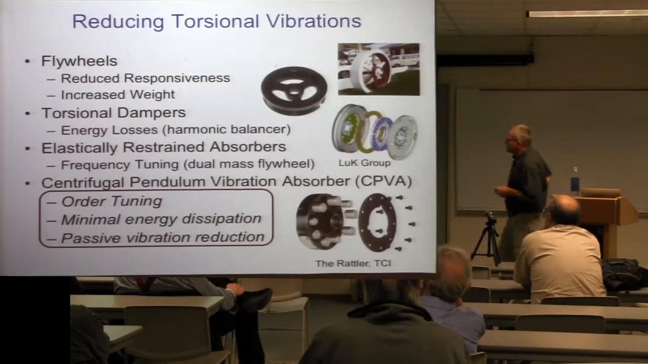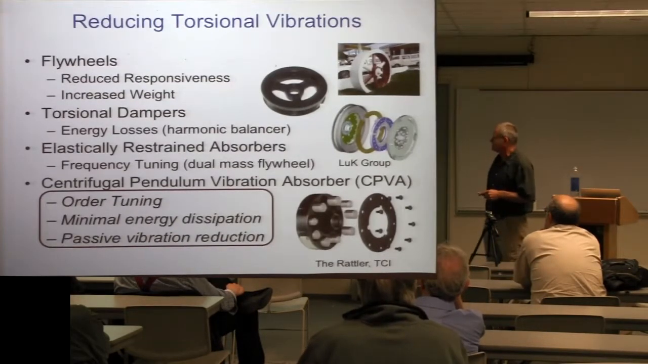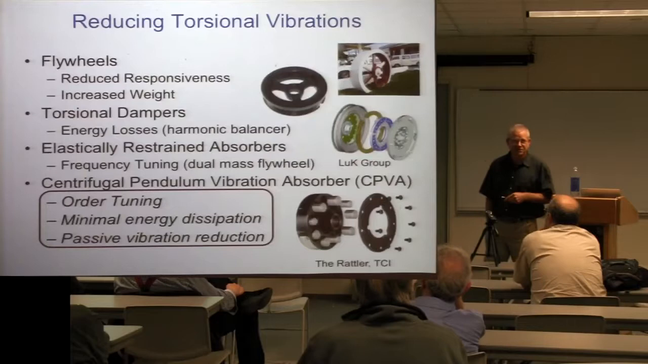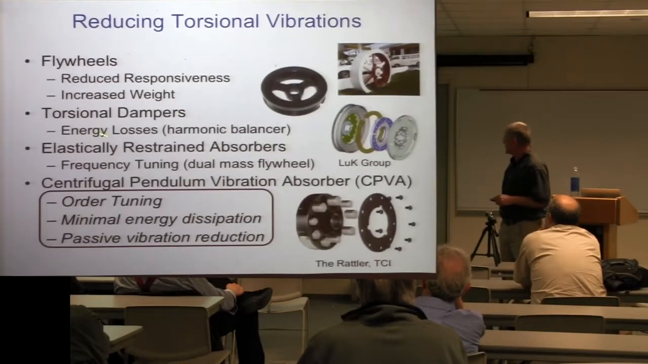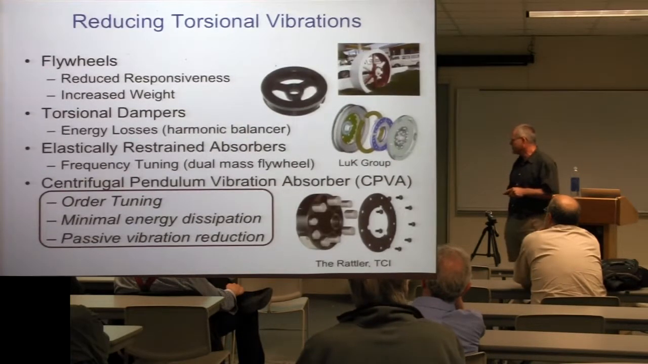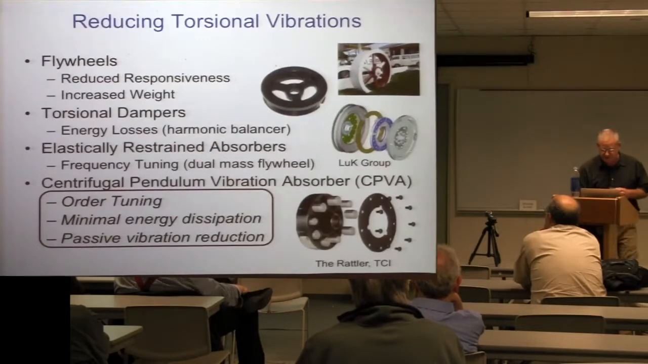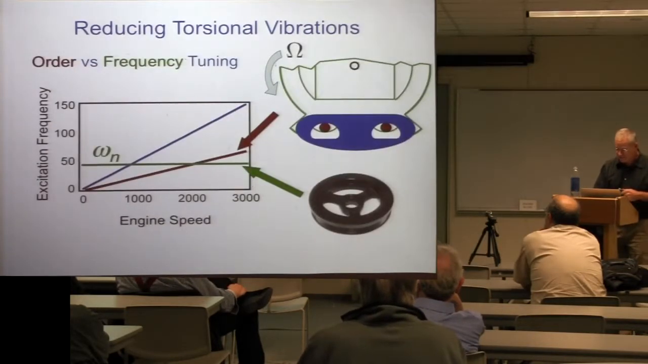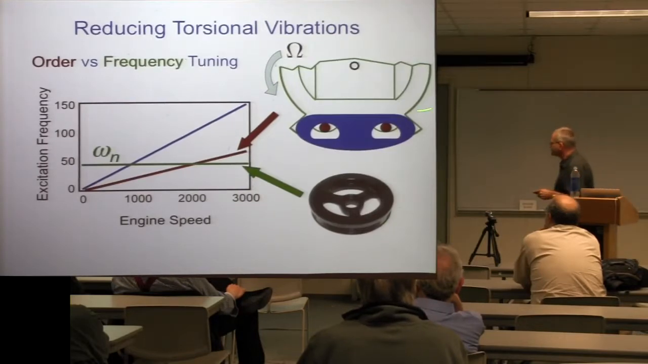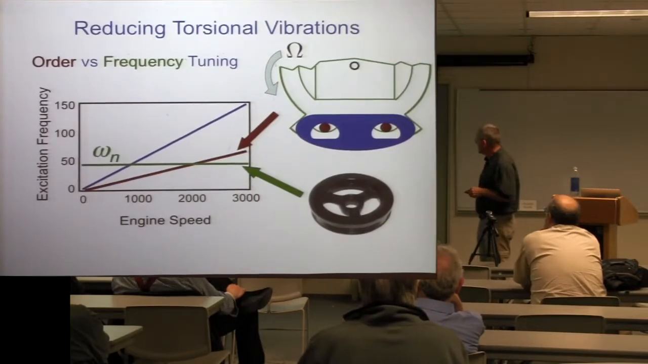So how do you reduce torsional vibrations? Well, you can add flywheels. Bad idea. Nobody wants inertia, nobody wants mass. There are torsional dampers, these things called harmonic balancers, they're lossy. There's also the dual mass flywheel, which is available in cars. But the thing I'm going to talk about is centrifugal pendulum vibration absorbers, which have some very interesting features, and the most important of which, and now see my cartoon isn't even working here, my movie. This thing's supposed to be swinging back and forth.